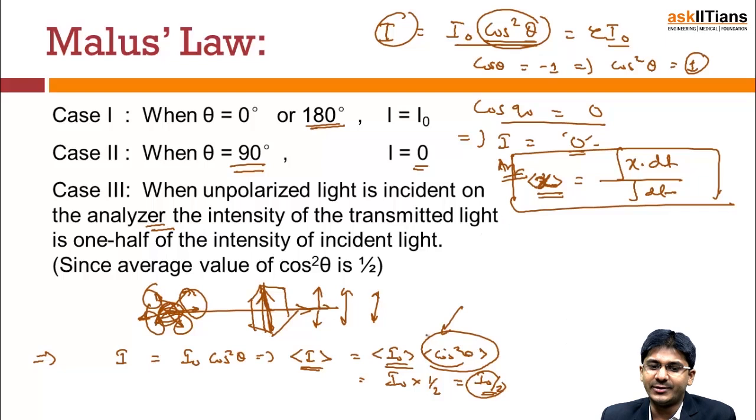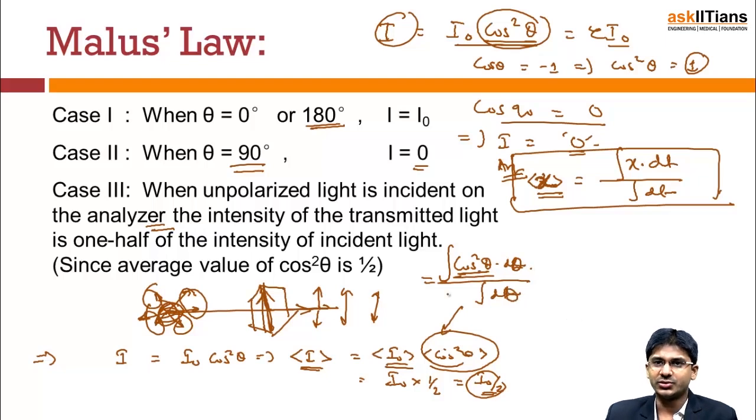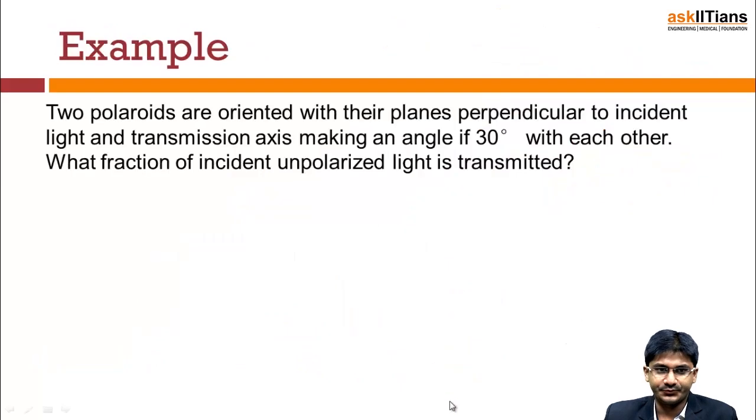So if you find the average value of this, what you will have to do is the integral of cos square theta dt divided by the integral of dt. This will be the average value of cos square theta. Sorry, here it will be d theta because it's varying with respect to theta. So you integrate, you get the values. It comes out to be half.